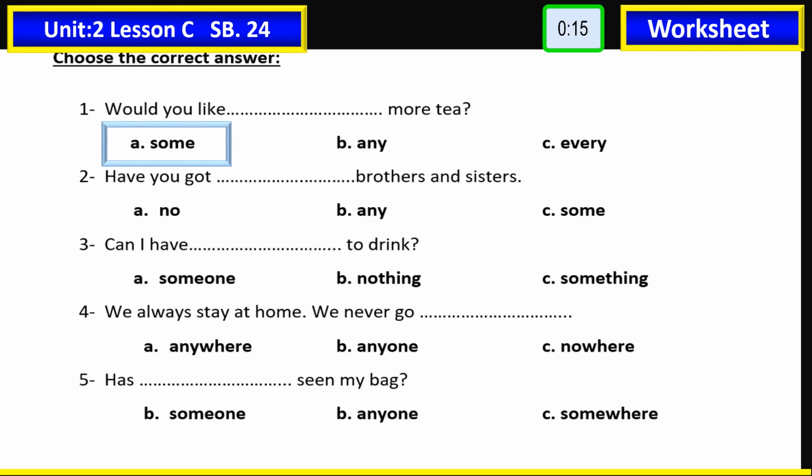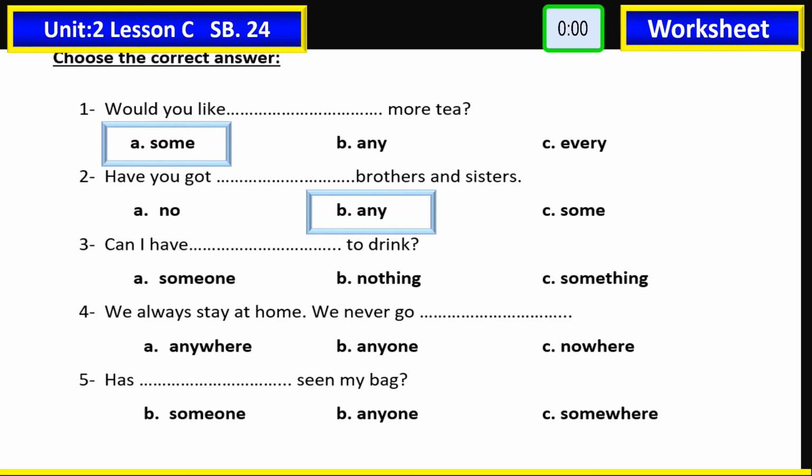Have a look at the second one. Have you got brothers and sisters? What do you think about this one? That's right: have you got any? Yes, time is up now.